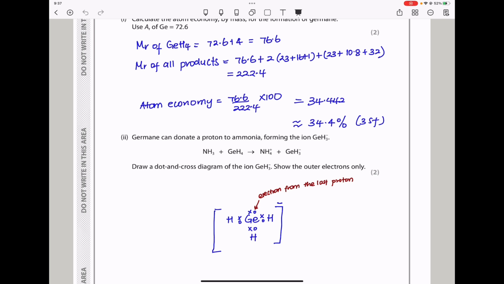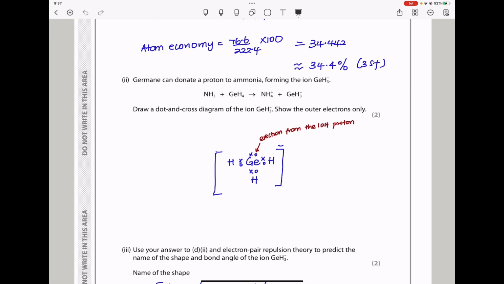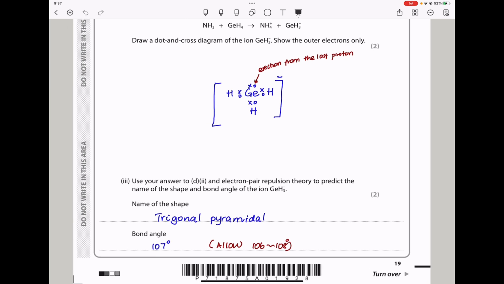And that means these 3 are going to be 3 bond pairs, and there is 1 lone pair. So I just showed 3 bond pairs, 1 lone pair, and put square brackets and put the charge on the outside. So down here they say, use your answer in D2 and electron pair repulsion theory to predict the name of the shape and the bond angle of the ion. So here, since we have 3 bond pairs and 1 lone pair, of course it's going to be trigonal pyramidal, and the bond angle is about 107, although they can accept 106 to 108.